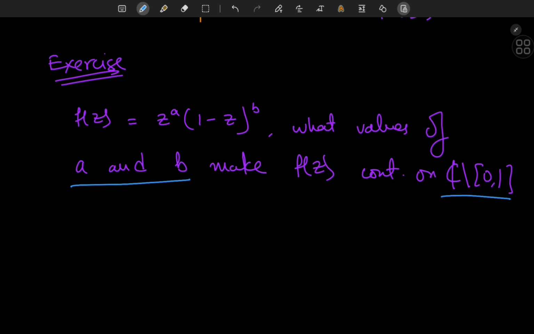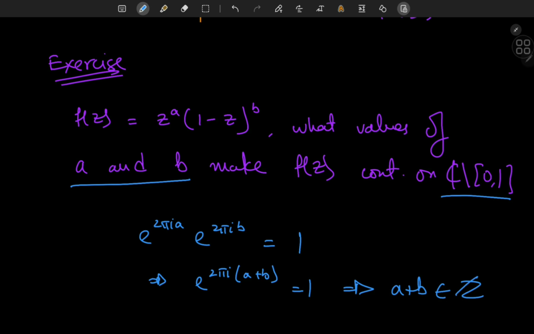So carrying forward with our previous logic that outside the interval 0 to 1, we need the phase factors to be canceling out, as in the phase factors e to the 2 pi i a because of z to the a and e to the 2 pi i b because of z to the b. They both need to be equal to 1 on multiplication, which implies that e to the 2 pi i times a plus b should be equal to 1. But this only happens when a plus b is an integer. So that's the solution to the problem.